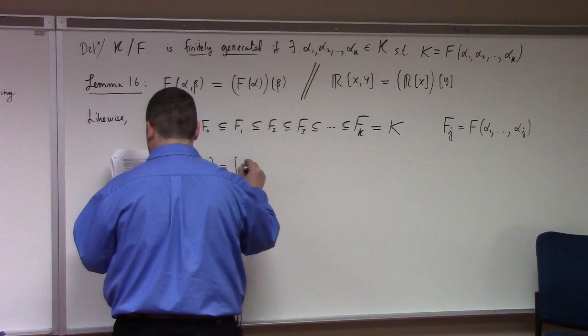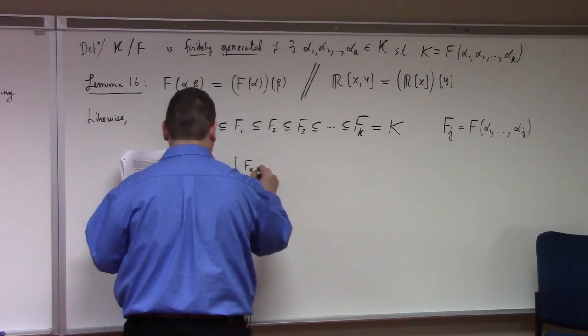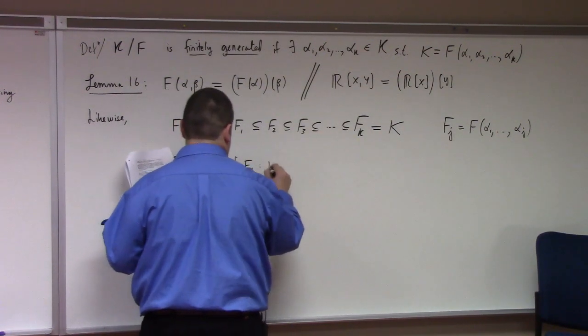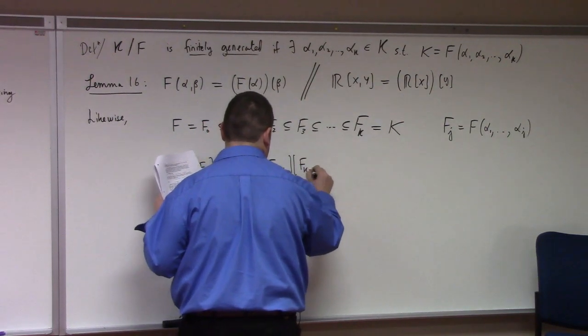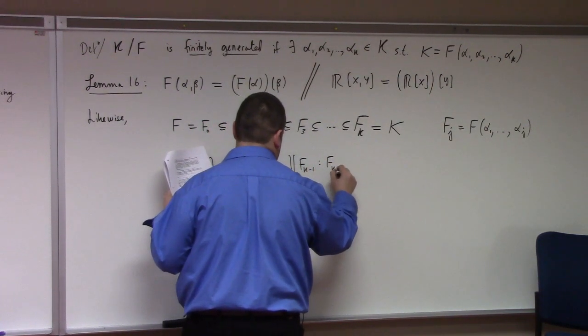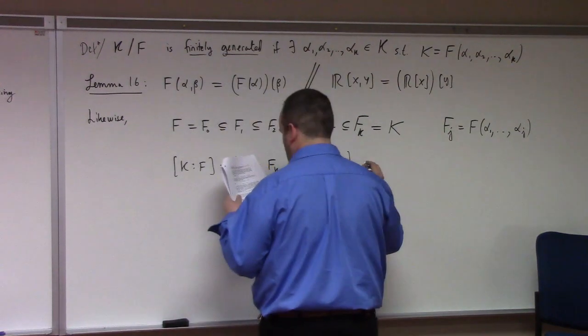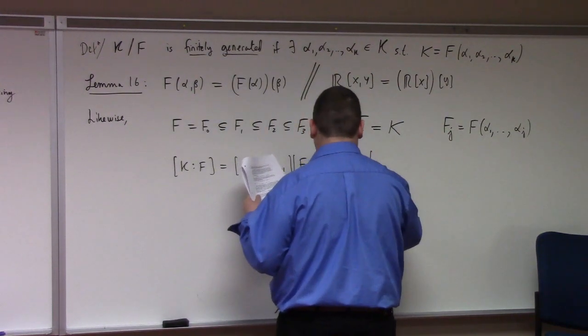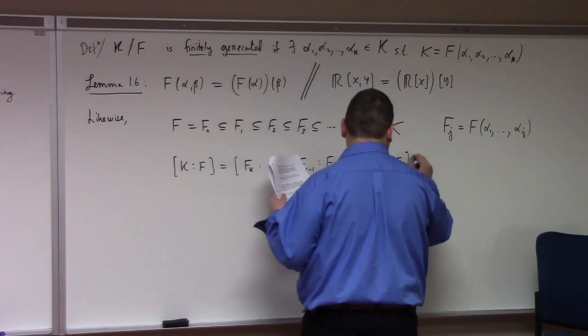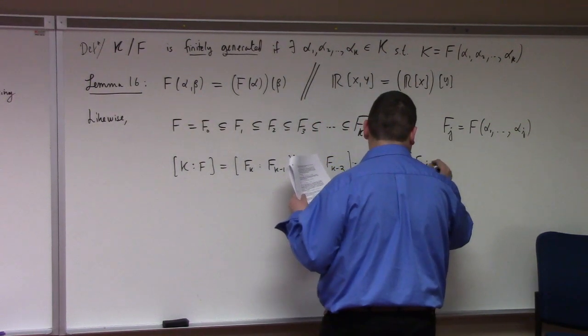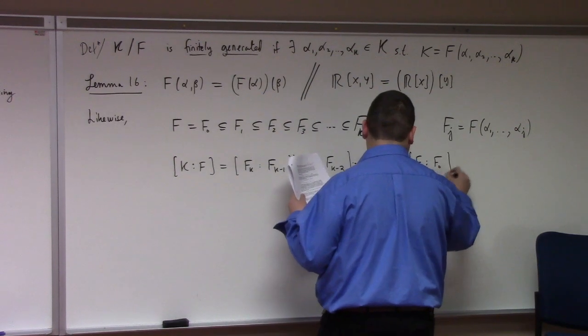You can look at it as the degree of the kth over the (k minus 1)th intermediate field, and then the (k minus 1)th over the (k minus 2)th intermediate, and so forth and so on. Finally, we get to the second over the first intermediate, and then finally the first intermediate field over the base field, F0.